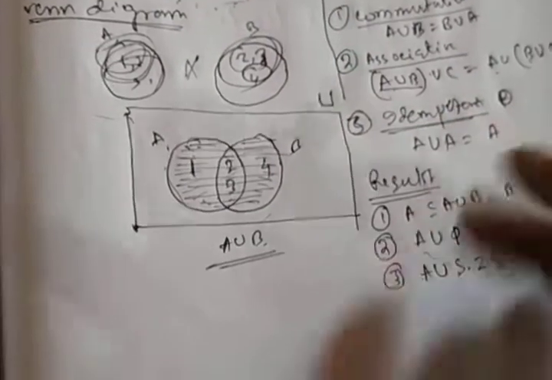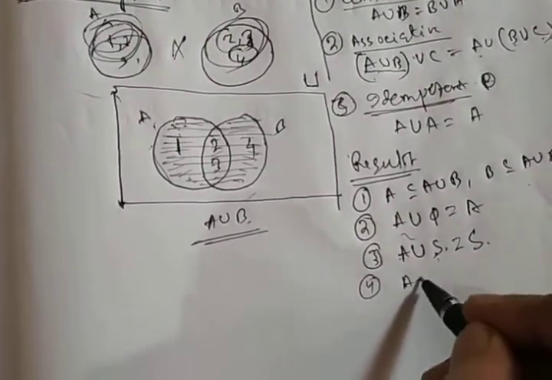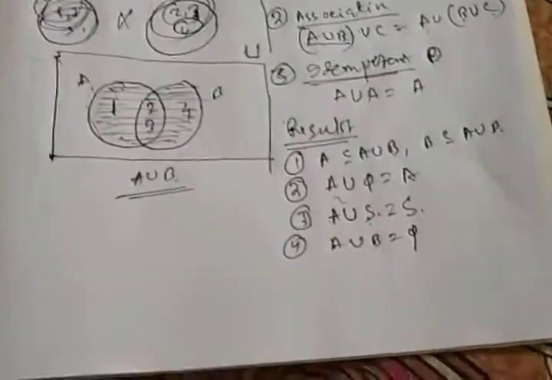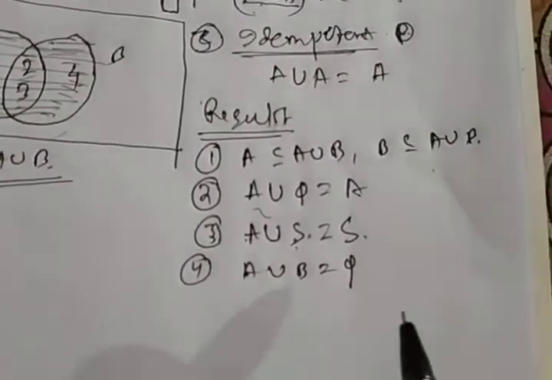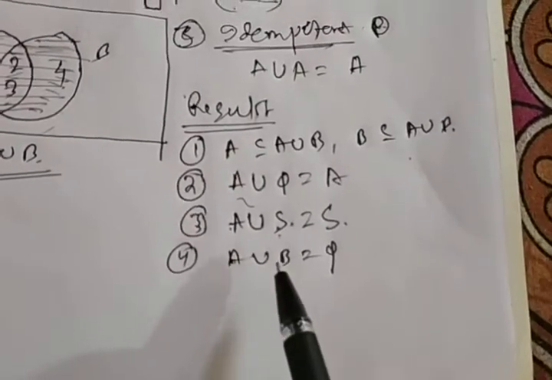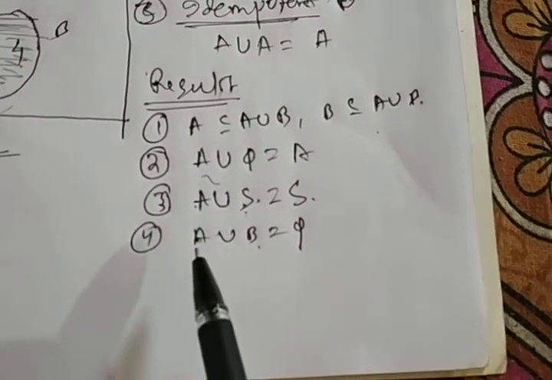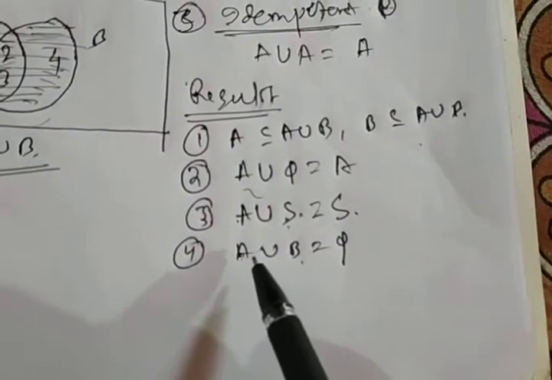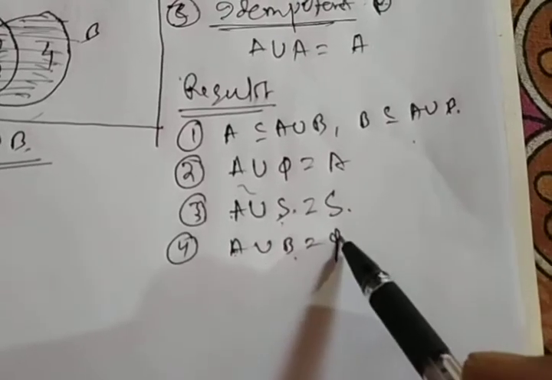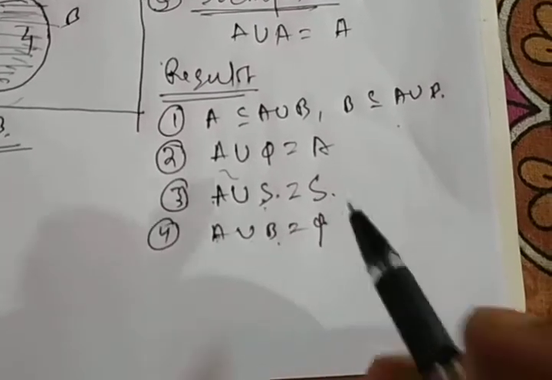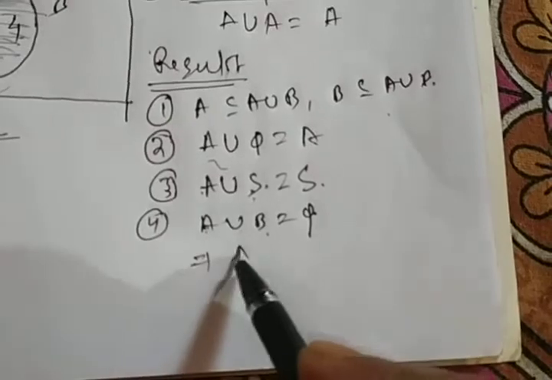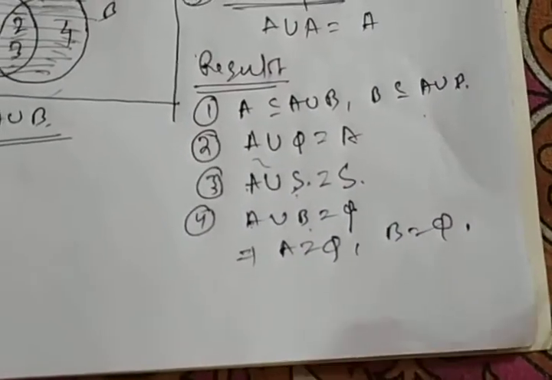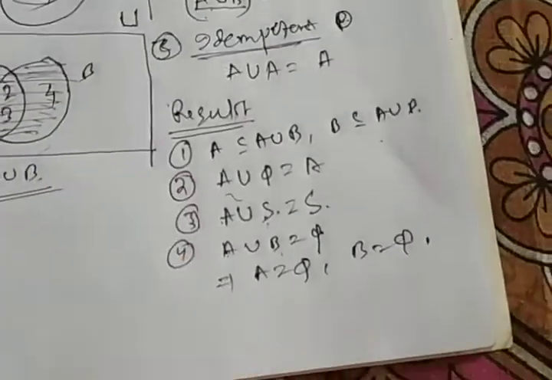Okay. Now fourth, A union B equals phi. That means taking all the elements of A and all the elements of B gives a phi, that means the null set. So we can easily say that A is also phi and B is also phi. Okay, these are the results of union.